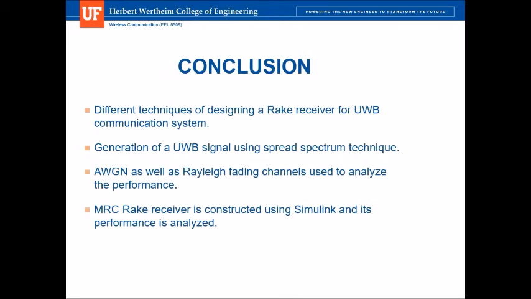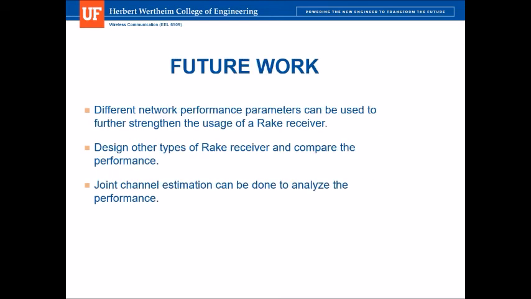So in conclusion, we have discussed different techniques of designing a Rake receiver for ultra wideband communication. So how to generate an ultra wideband signal using spread spectrum, and the difference between a white Gaussian noise channel and Rayleigh fading channels, where the white Gaussian noise channel can be used only for basic analysis. So MRC Rake receiver, selective Rake receiver, is constructed using Simulink, and its performance is analyzed.